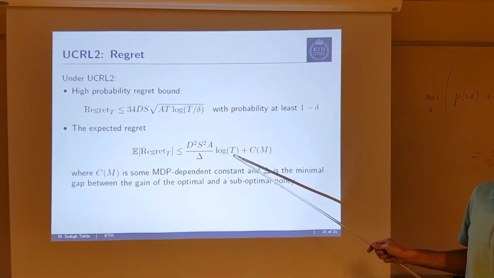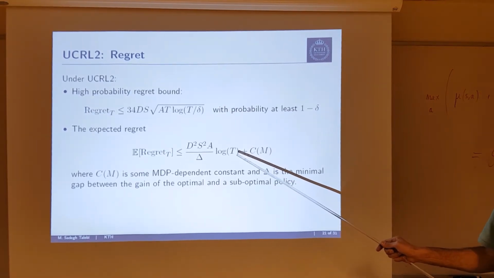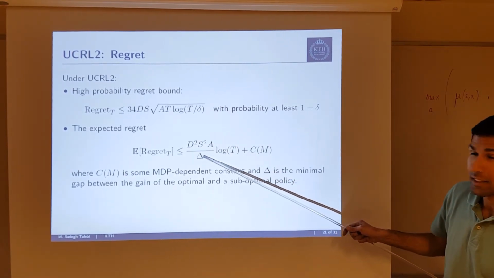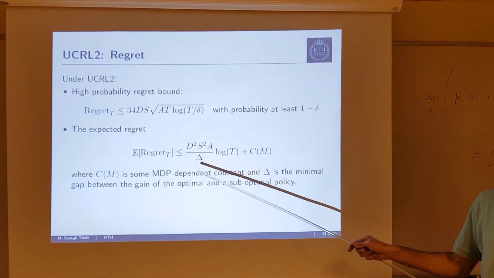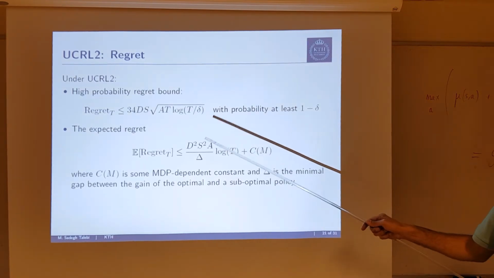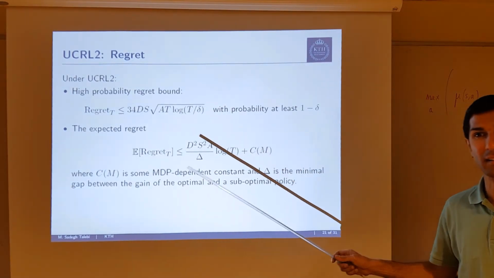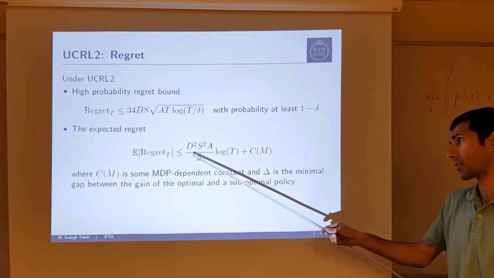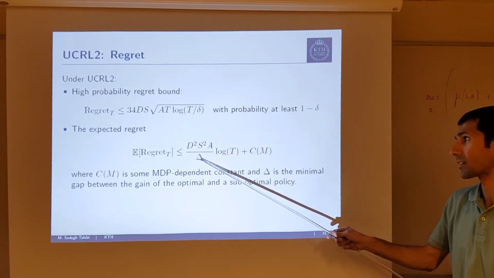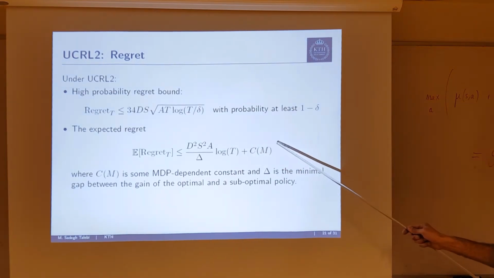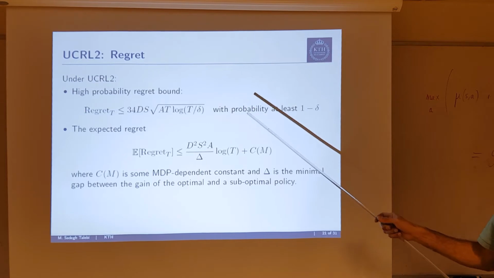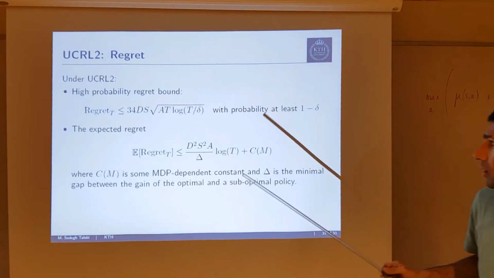This is log t, but you have a bigger constant and you have delta here. So it's a problem-dependent bound, as we have in bandits. In bandits we had log t bounds, like the number of arms divided by the gap delta times log t, plus some constant. And we also had a square root of k, the number of arms, times t log t. Right.